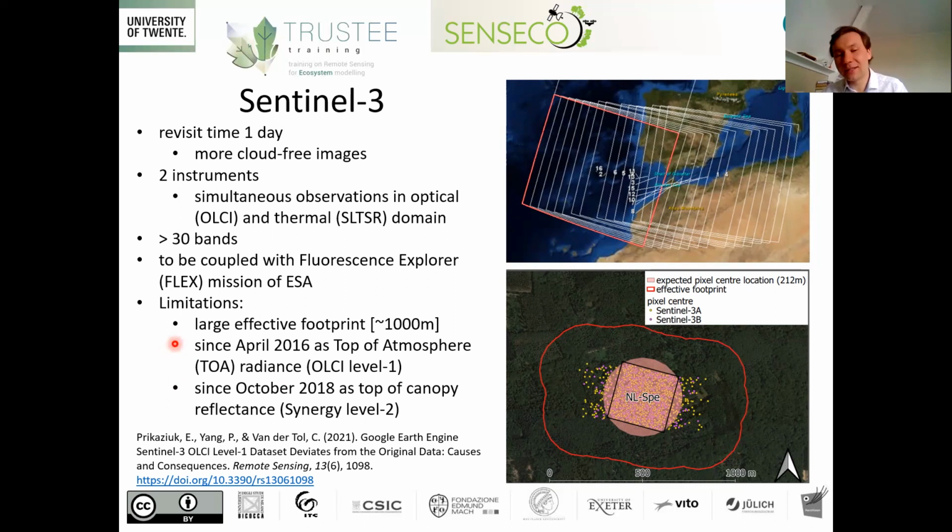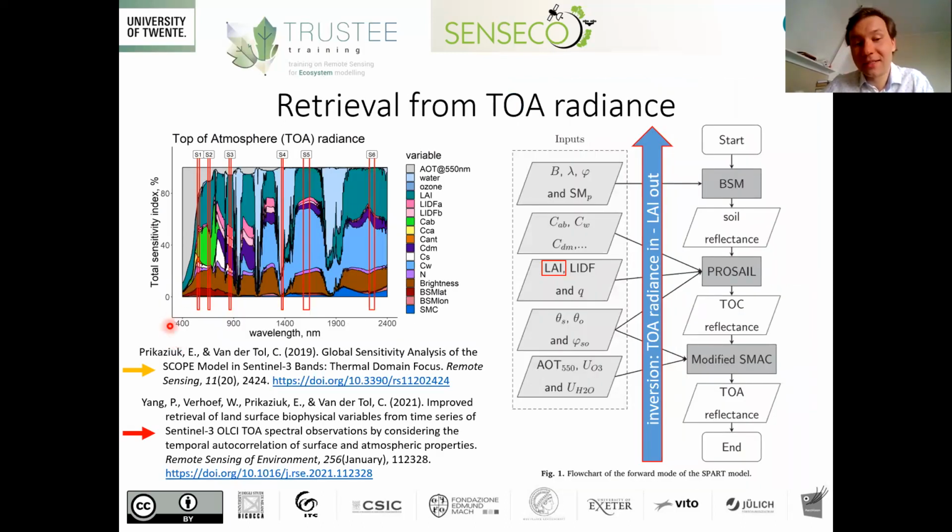Therefore, we had to understand how to retrieve from top of atmosphere data. And for that purpose, first of all, we conducted a sensitivity analysis. Here you can see atmospheric parameters, canopy parameters, leaf parameters, and soil parameters, and how they influence each wavelength. The details are presented in that paper. So, having understood the effect of the atmosphere, we modeled this in the SPART model. We added on top of PROSAIL the modified atmospheric model. And then we did inversion. So we put top of atmosphere radiance in, and we got leaf area index out. The details of the algorithm are described in the paper.